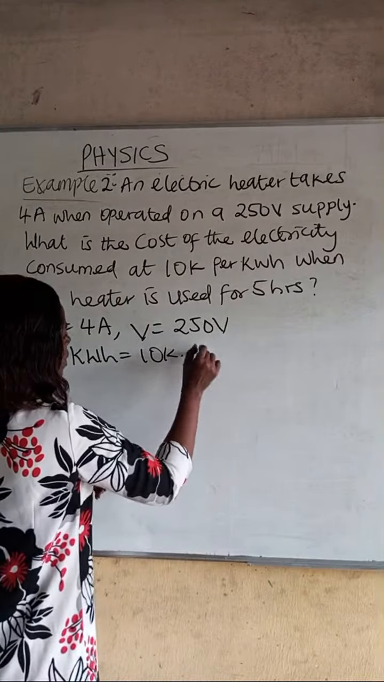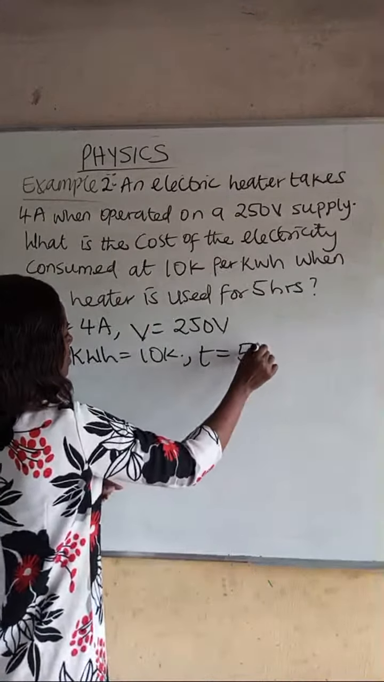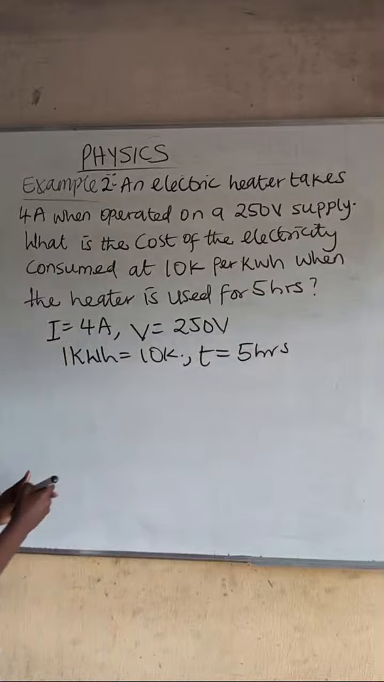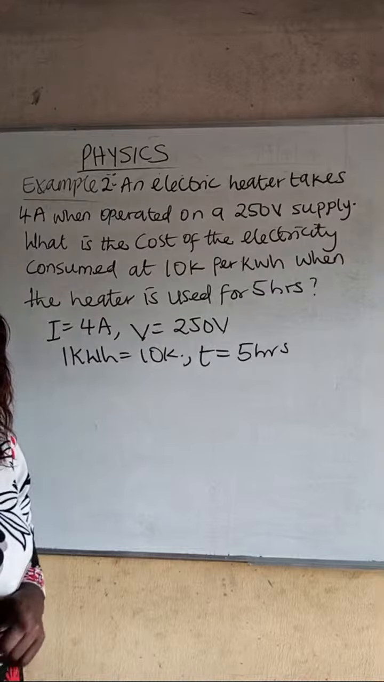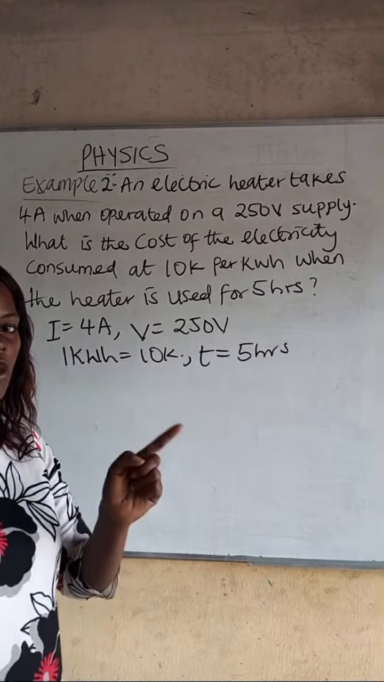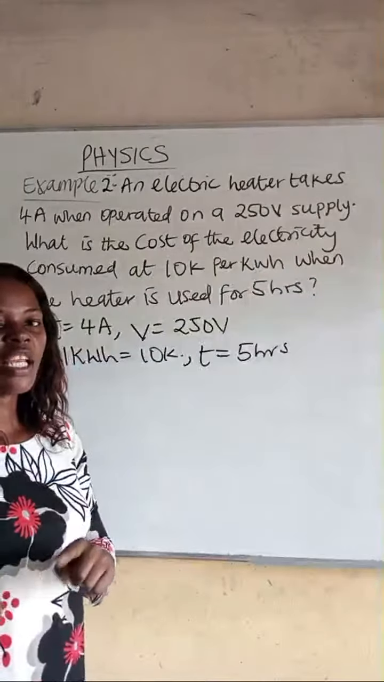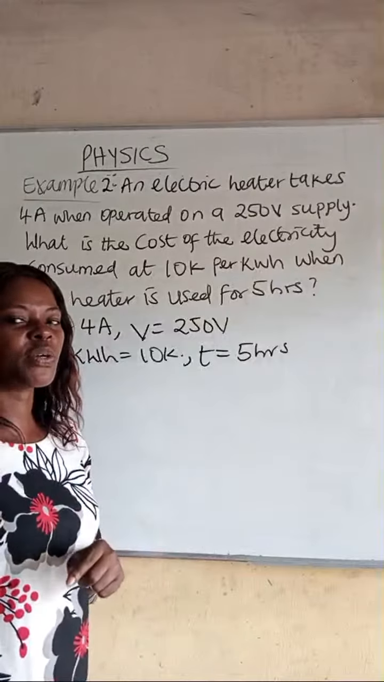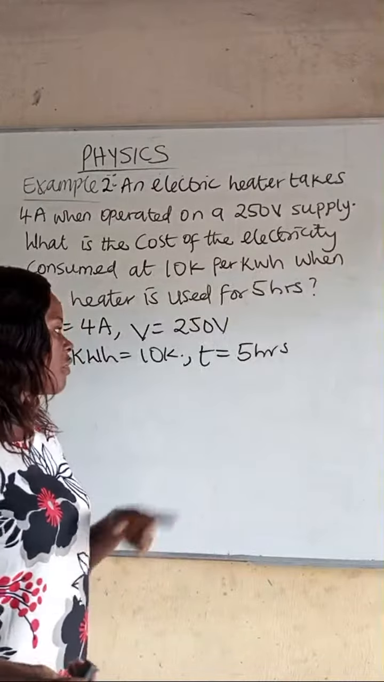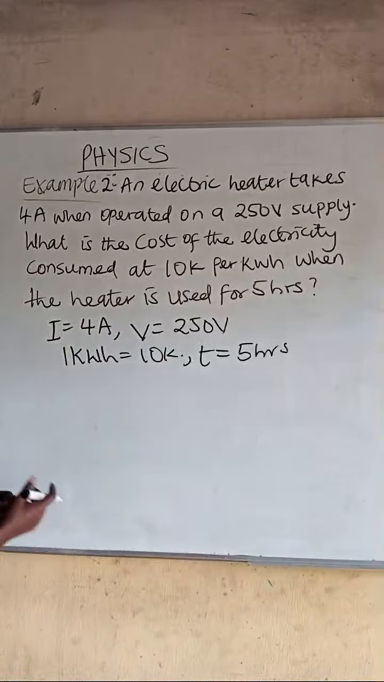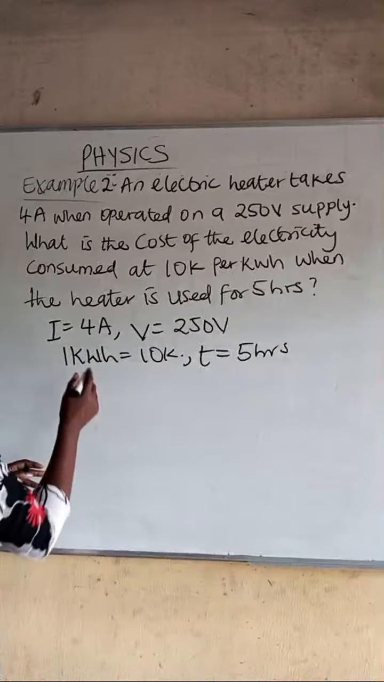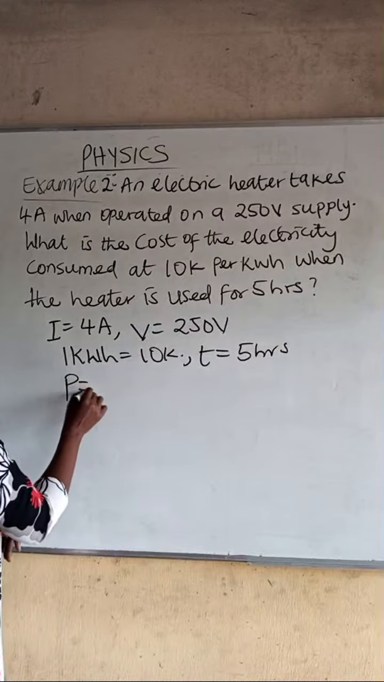Whereas time is given as 5 hours. The first thing we are going to do is to find our electric power. After finding the electric power, we are going to find our electrical energy, before you can equate it with the cost to find what you're looking for. Now, what is my power?